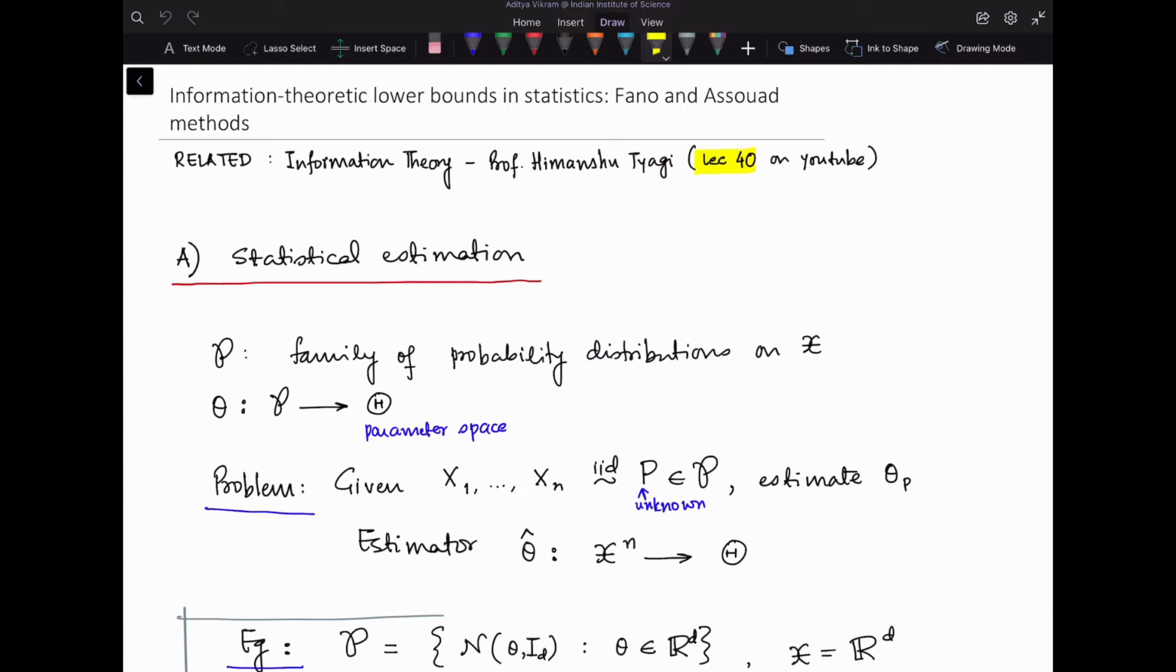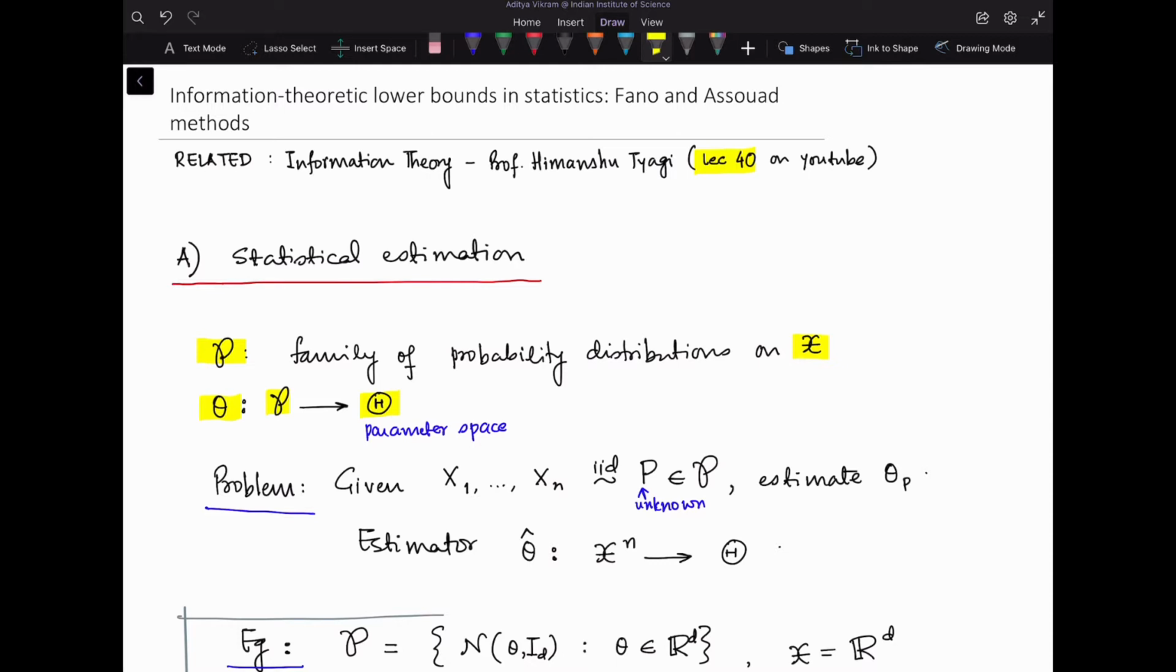Okay, so let's start by discussing the kind of statistical problems we are going to deal with, which is that of statistical estimation. So in statistical estimation, we are given a family of probability distributions, which is denoted by this calligraphic P, and these are probability distributions on some measurable set X. We are also given a function theta, which takes a distribution from calligraphic P and assigns to it an element from the big theta, which is called the parameter space. So now the statistical estimation problem is the following.